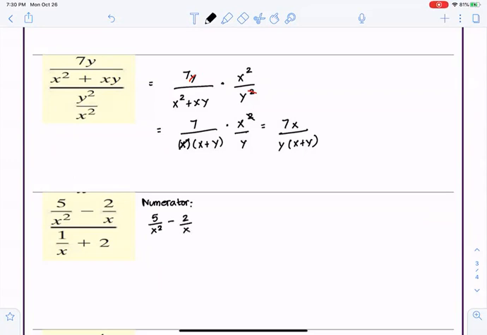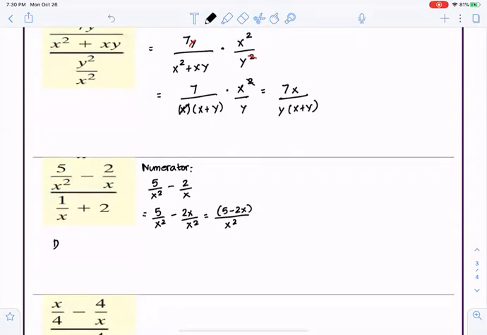The common denominator between x and x squared is x squared. So I need an x squared in the second fraction, so multiply and divide by x. So 2x over x squared. The common denominator is x squared. Combine the numerators, we have 5 minus 2x.